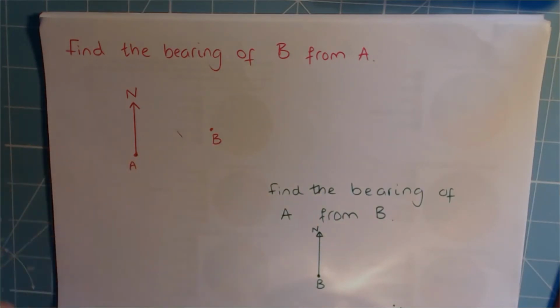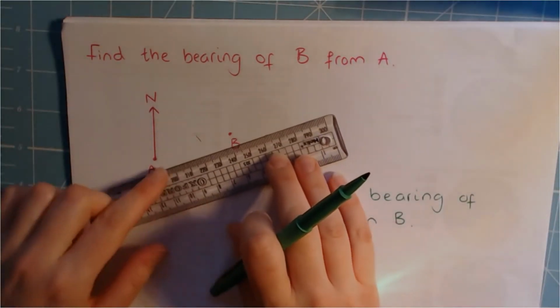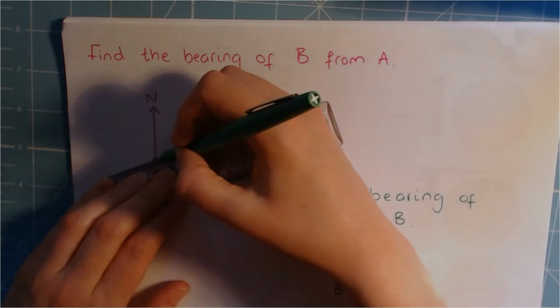So the first thing you need to do is grab a ruler or a straight edge. You don't particularly need to measure it on this one. And you're going to just join up A and B. I'm going to use a different colour pen so you can see which is my work.